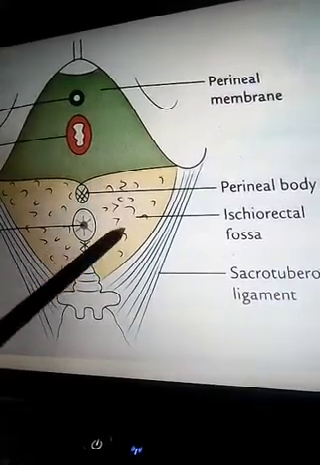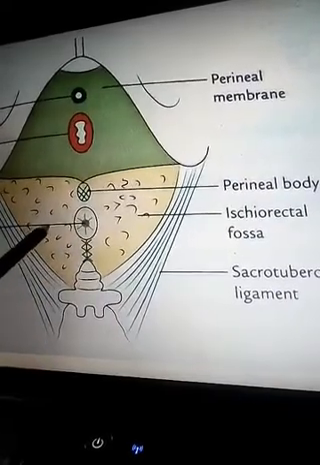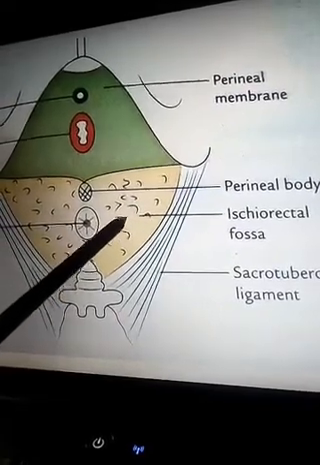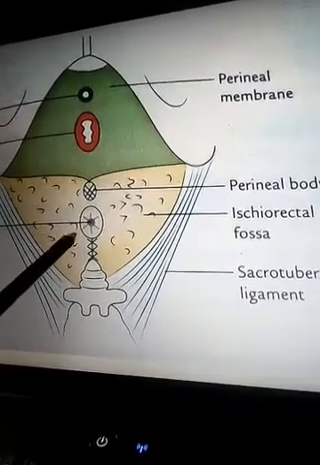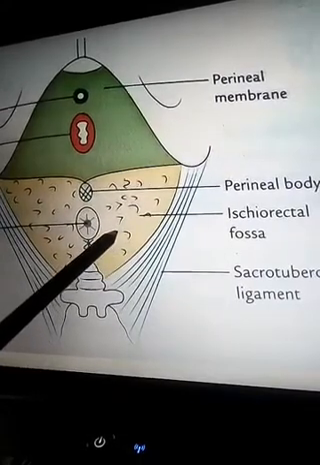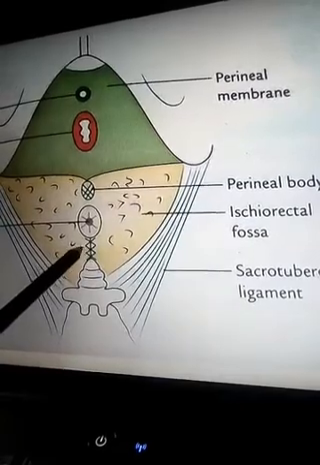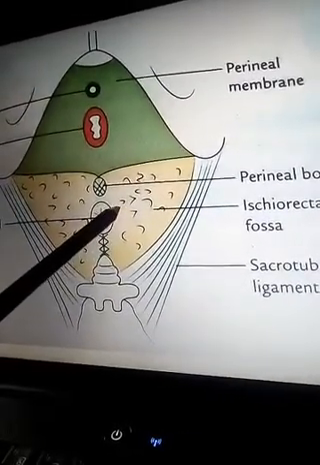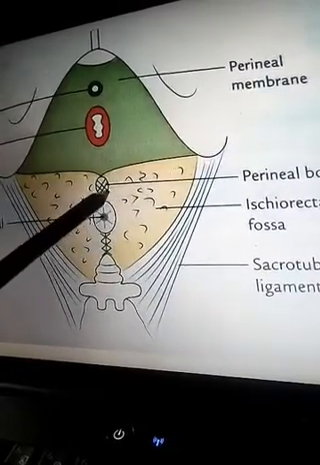Now the ischiorectal fossae are also known as ischioanal fossae. The ischiorectal fossa is a wedge-shaped, fat-filled space situated on each side of the anal canal below the pelvic diaphragm. The two fossae communicate with each other behind the anal canal. They help in the dilatation of the anal canal during defecation, the passage of flatus and feces.